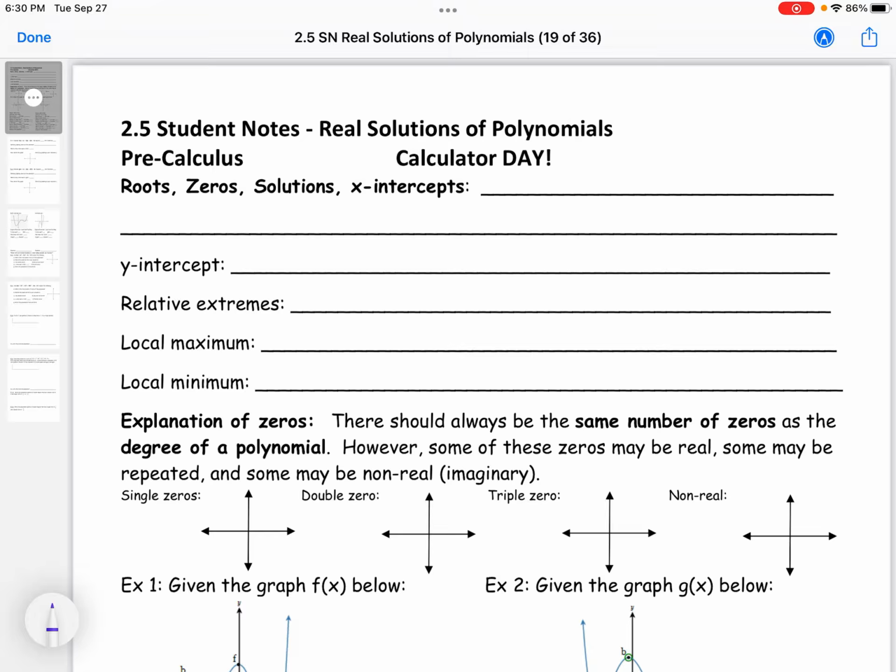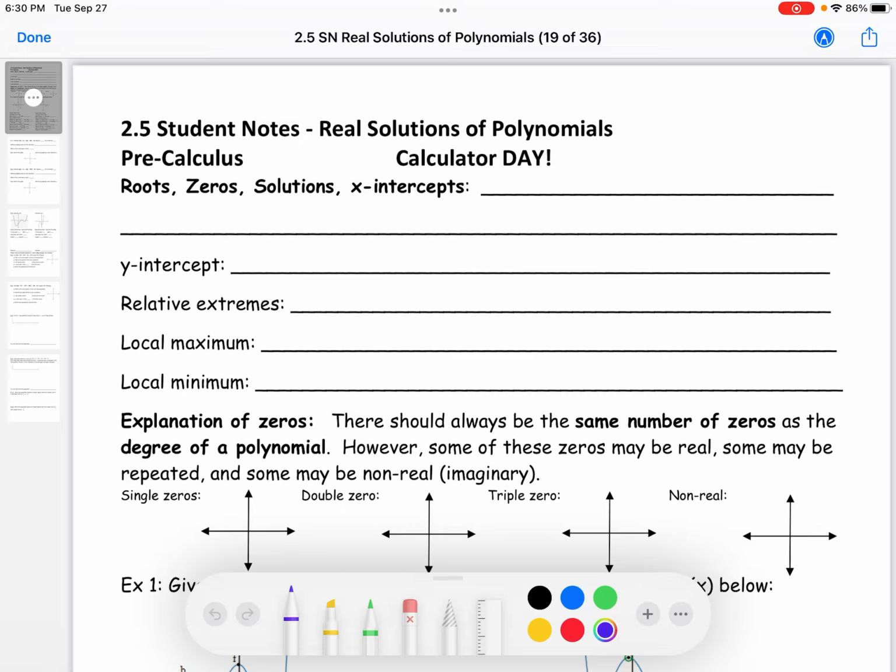First things first today: roots, zeros, solutions, x-intercepts. All of those words mean the exact same thing. They are the x value at which y equals 0, and where the graph crosses the x-axis.